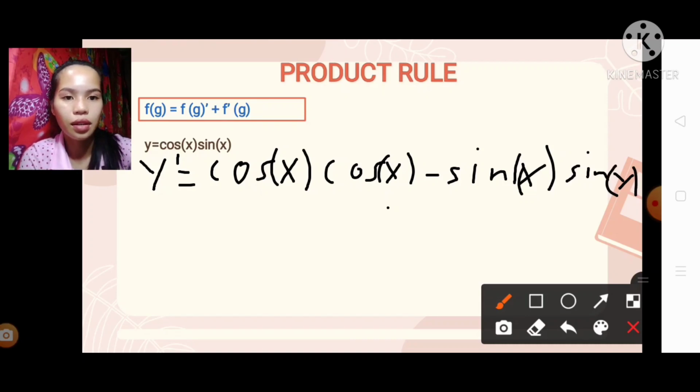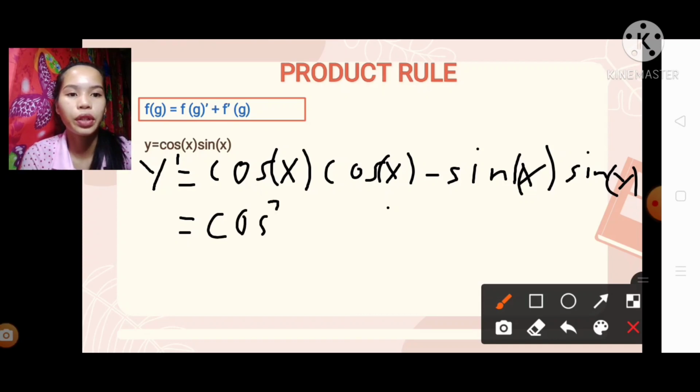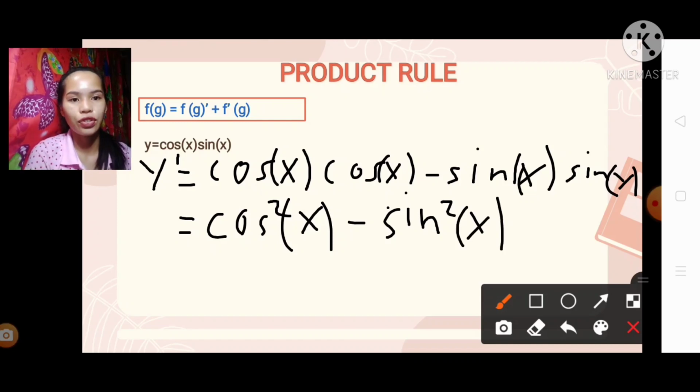So let us simplify our answer. So cos x times cos x minus sine x times sine x. So simply cos squared x minus sine squared x. So that's our final answer.